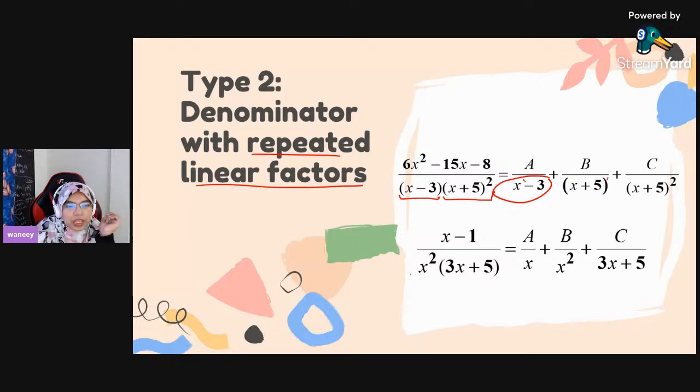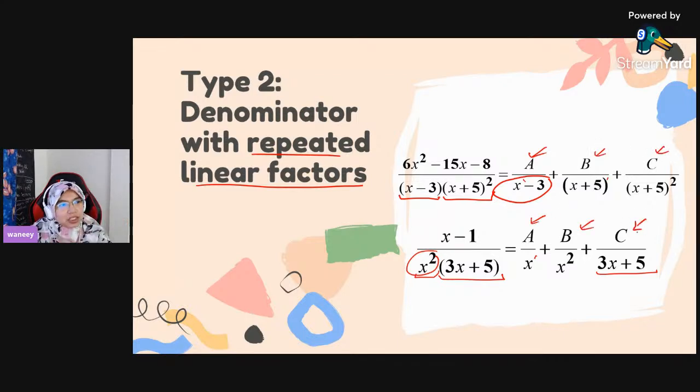Okay, the second one over here, in your denominator, you have x square and then 3x plus 5. So we are going to have x first, x to the power of 1. And then x square. So those are repeated. And then another linear is 3x plus 5. Okay, so basically everything is a linear factor, right? So even though it is a repeated, they are still linear, just repeated linear. So you just use a constant at the top.